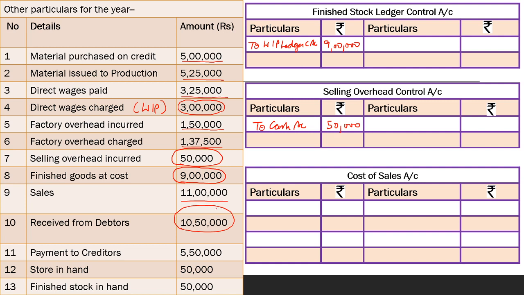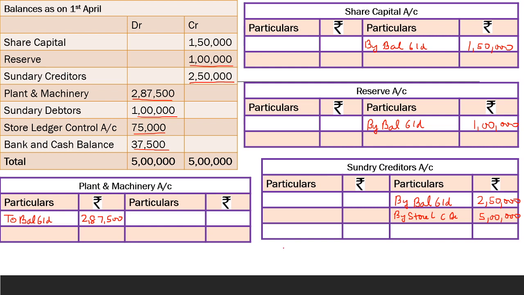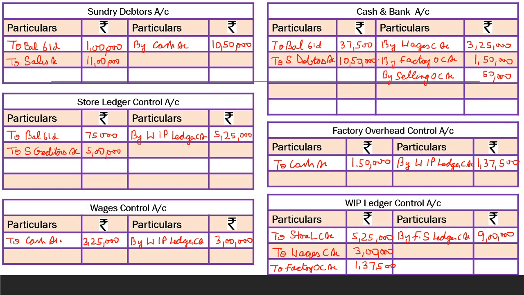Our next transaction is payment to creditors. Now when we pay to the creditors, it reduces our liabilities. So on creditors account we write, creditors is our liability, so to cash, and we pay creditors amounting to 5,50,000. So on the debit side 5,50,000, and in cash account because we pay creditors, so by sundry creditors account 5,50,000.